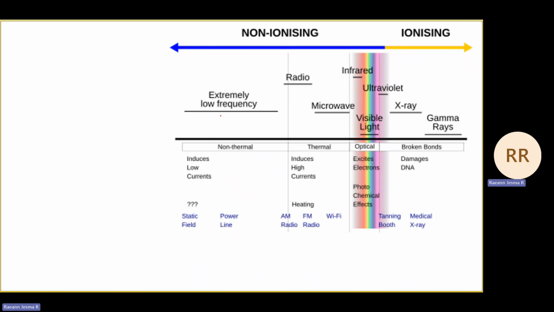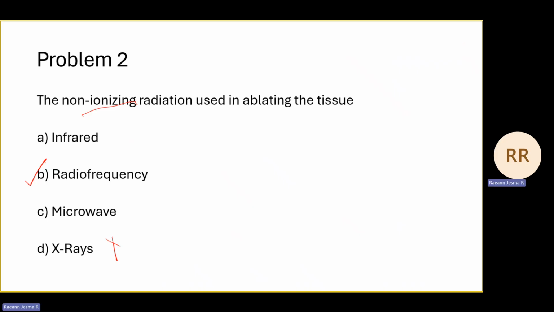Earlier people used to use low frequency AC signal, and when we are doing tissue ablation in the heart, the advantage is that it will not stimulate any heart muscle or any nerves, and without anesthesia they can do this tissue ablation. Okay. Problem two, the non-ionizing radiation used in ablating the tissue is radio frequency.